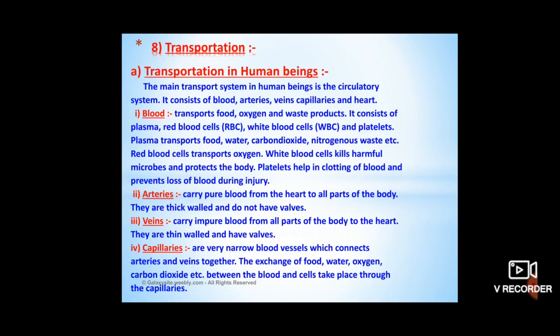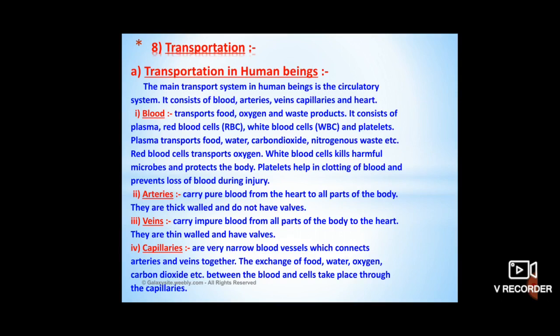Dear children, these are the major components of blood. That is plasma, red blood cells, white blood cells and platelets. Plasma helps to transport food, water, carbon dioxide and other nitrogenous waste substances. Red blood cells help to transport oxygen, and in the red blood cells there is a pigment called hemoglobin. This hemoglobin is only responsible for the transportation of oxygen. Then white blood cells or WBC help to kill the harmful microbes or disease causing microbes and help to protect our body.